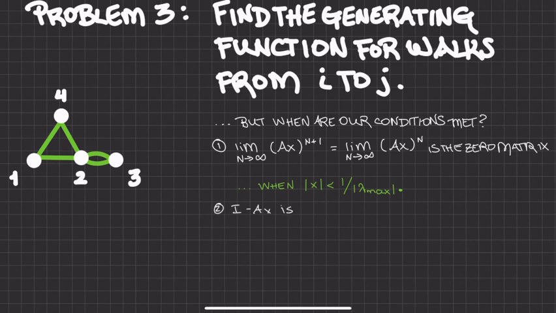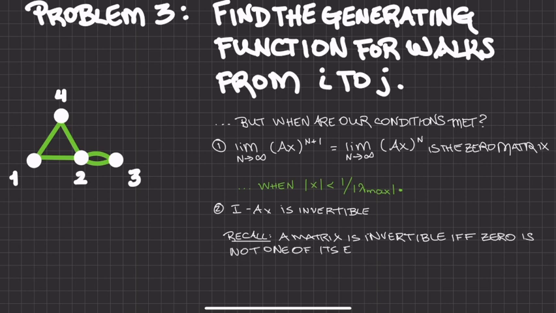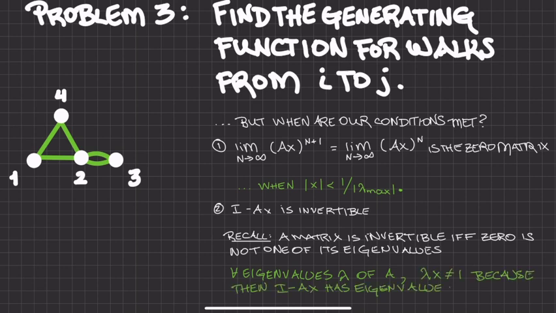Next, we must quickly confirm that the identity minus A times x is invertible. We can recall that a matrix is invertible if and only if 0 is not one of its eigenvalues. This is equivalent to saying the product of any eigenvalue and x does not equal 1. Given our assumption that the absolute value of x is less than 1 over the absolute value of the max eigenvalue, we know that this second condition must be true.